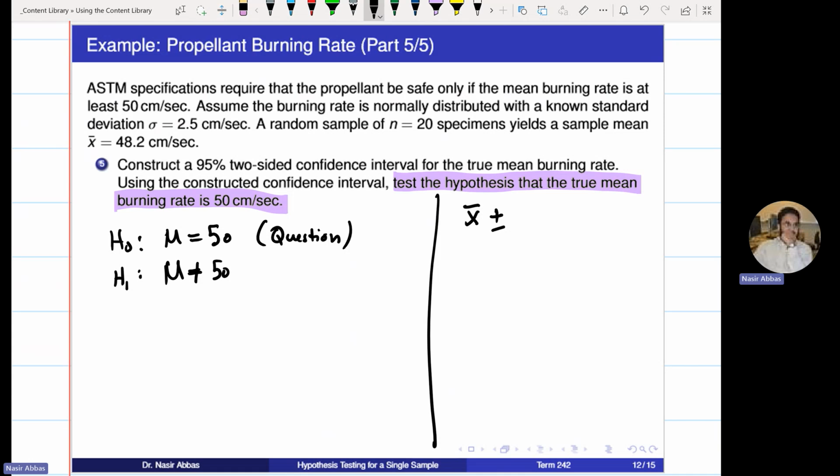The formula was x bar plus minus z alpha by 2 times sigma over root of n. I will plug in the values. 48.2 plus minus. For 95%, what is the critical value when alpha is 5%? The popular value is 1.96. Sigma is 2.5. n is 20, so square root of 20. Can you compute these two limits with plus and minus and give them to me? One of you computes the upper, one of you computes the lower.